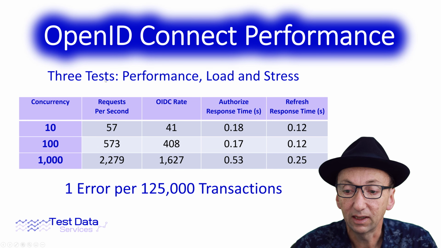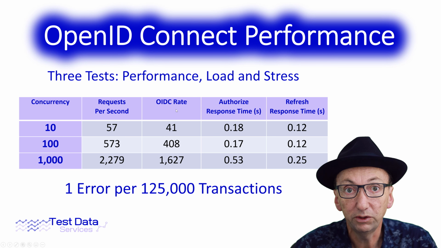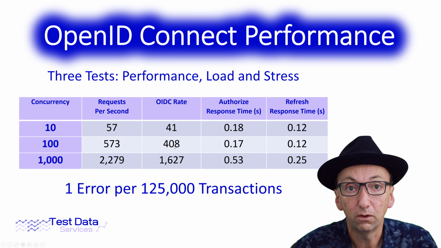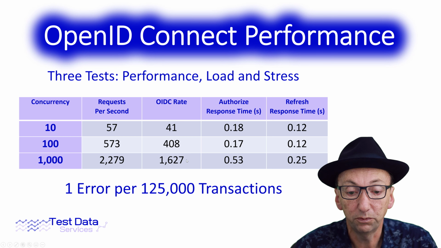So of the three tests, we generated request rates for OpenID Connect calls, which is the focus of the testing, of 41 per second for the 10 user performance test, 408 for the 100 user. Now note this is 10 times increase, which is great. That's what we want to see when we increase concurrency by 10. When we went to 1,000, we only got a fourfold increase of effective throughput, but we still did 1,600 transactions per second, which is pretty good.